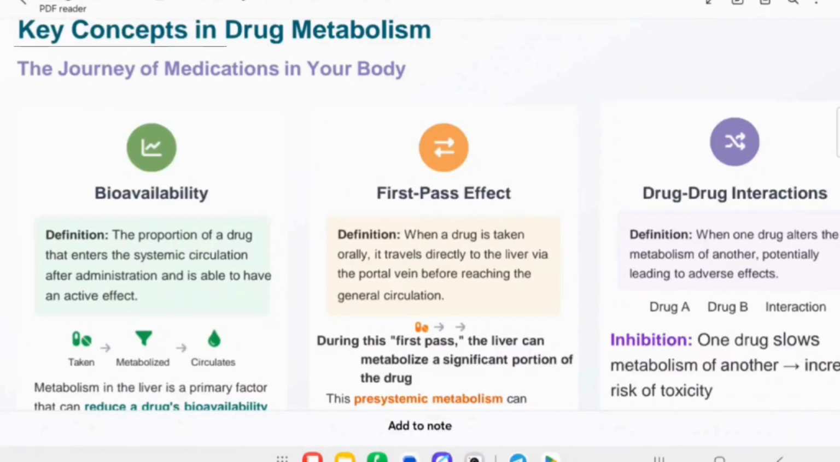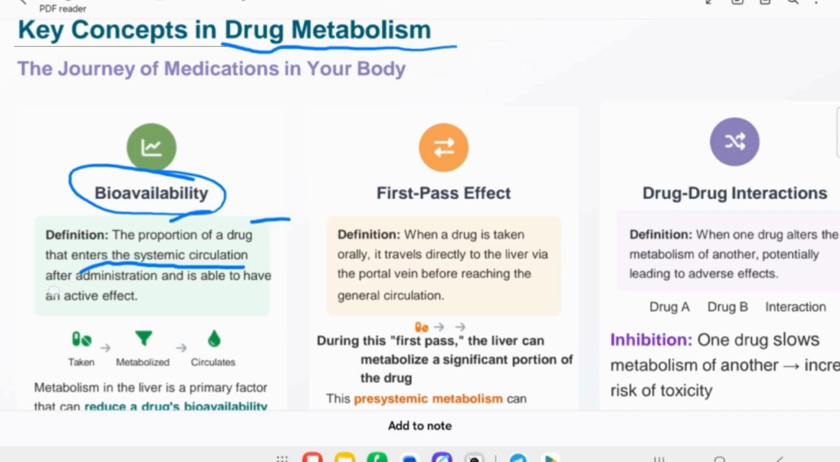There are some important concepts in drug metabolism. The first one is bioavailability. What is bioavailability? It is the proportion of a drug that enters the systemic circulation after administration and is able to have an active effect. It means when any drug is taken, the amount of the drug which enters the circulatory system or blood can produce the therapeutic effect.